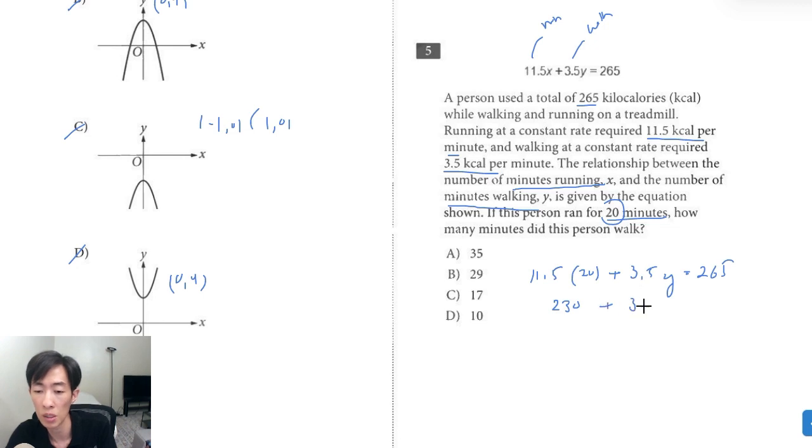230 plus 3.5y equals 265. And subtract 230 from both sides. We get 3.5y equals 35. And you can just estimate 3.5 into 35 is obviously going to be about 10 times, and D is going to be the answer.